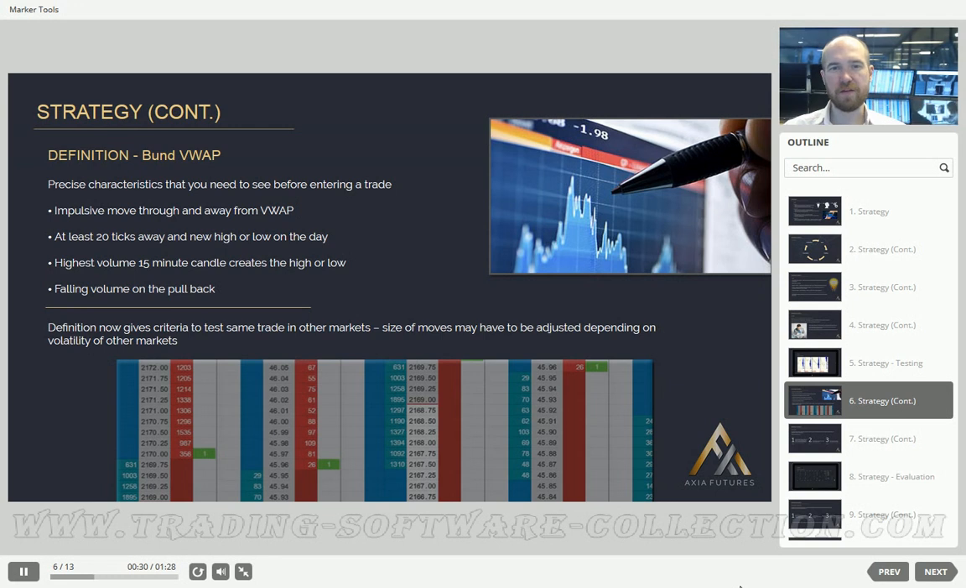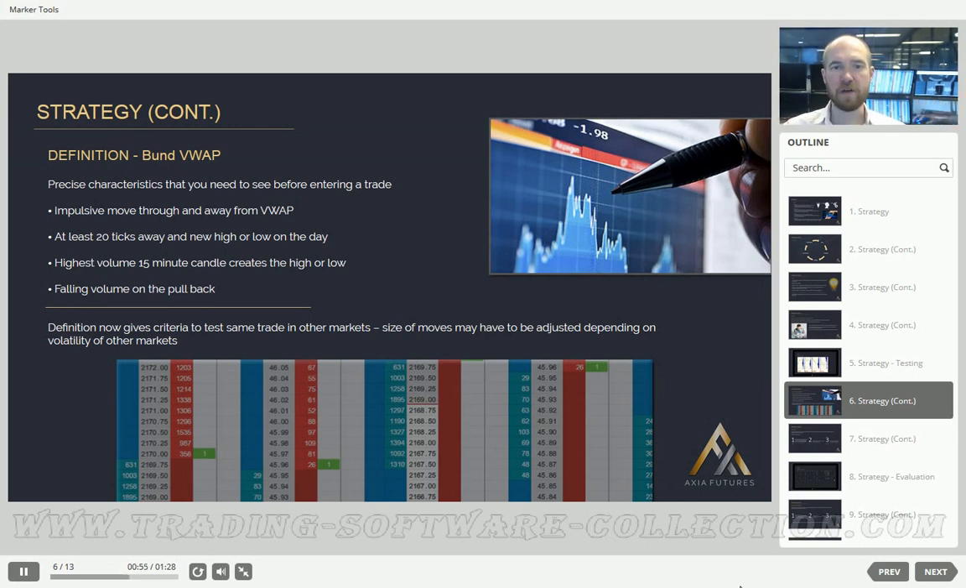So also when you're starting to think all this trade could be on, make sure that it is 20 ticks away from that VWAP. The high or low candle needs to be the highest volume 15-minute candle of the day. And you also then need to see a falling volume on the pullback. This is going to show you that the market hasn't completely turned and is not likely to just push straight the way through.